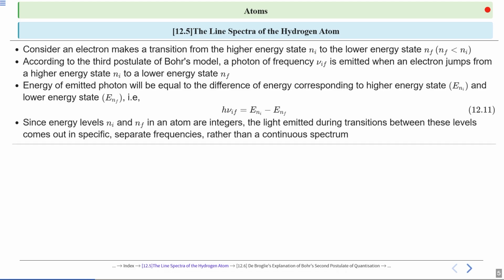Finally, notice that because Ni and Nf can only be certain whole numbers, the energy differences and therefore the frequency of light emitted are also specific values. This is why atoms emit light at distinct separate colors, not a continuous rainbow. This explains the line spectra we see in experiments with hydrogen and other elements.